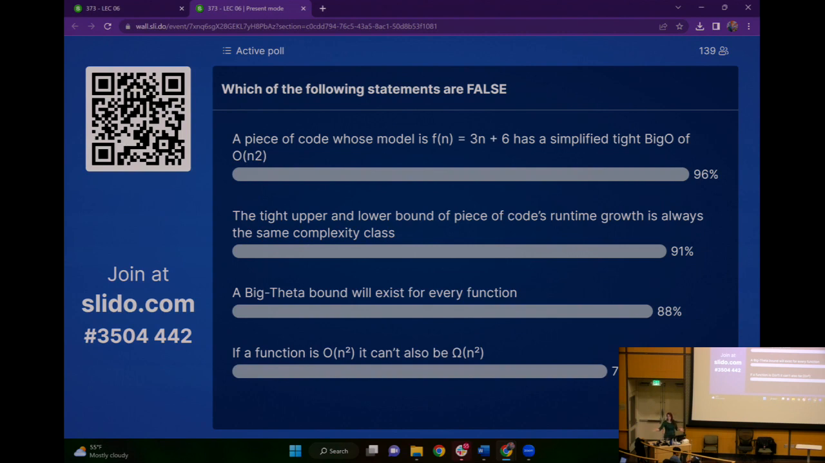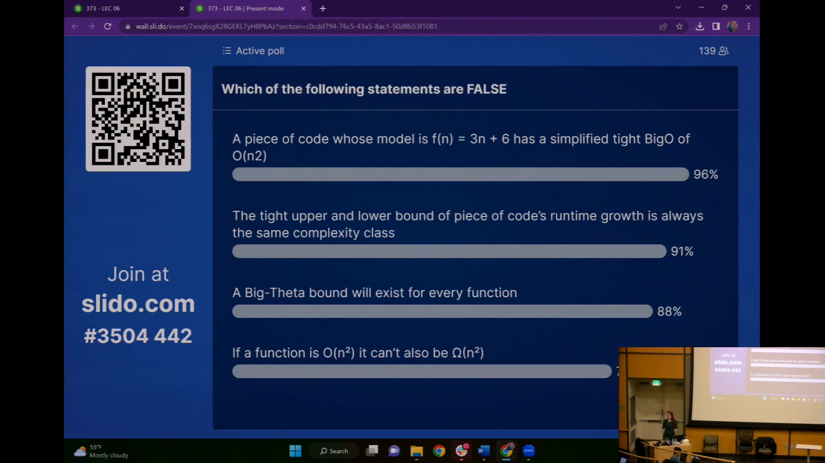Anybody? Bueller? If its big O is n squared, tight big O is n squared, and its omega is n squared, what is its theta? Yeah, yay, okay, n squared.